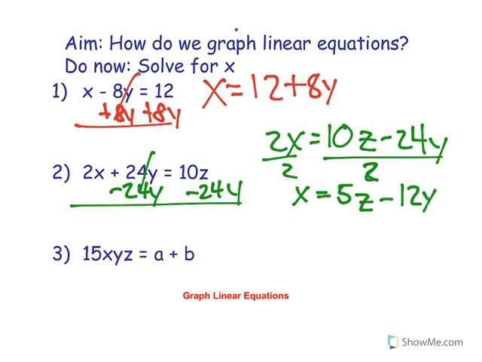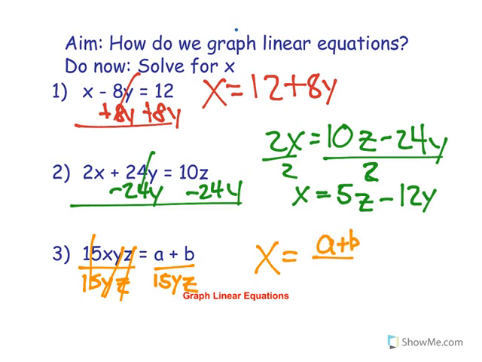And for the last one, there's only one thing we have to do, right? I want just x, so I don't want this 15, I don't want this y, I don't want that z. I'm going to divide everything by 15yz. So on my left side, I divide 15, I divide y, I divide z, I'm just left with x. And on the right side, I've got a plus b divided by 15yz.